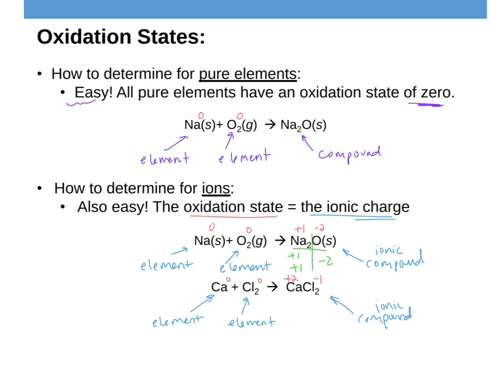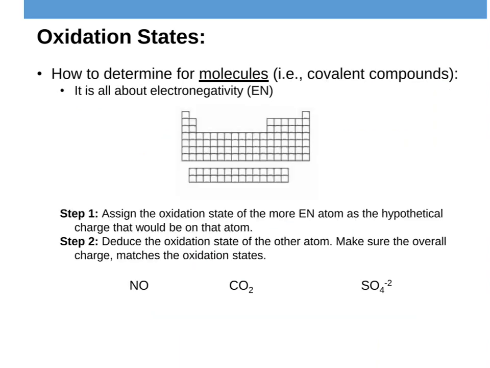So for pure elements and ions, it's pretty easy. It's already skills that we have. For molecules, it's slightly different, but still things that we kind of already know. So for molecules or covalent compounds, same thing. It's really all about electronegativity. And you just want to remember, right, that as you move up and to the right, things get more electronegative.